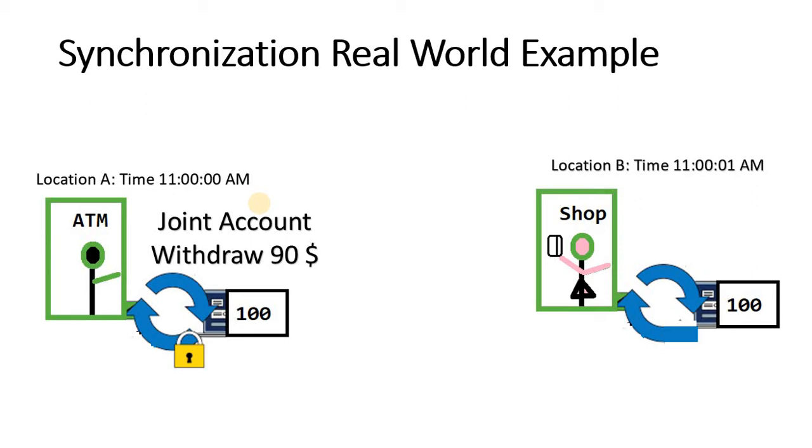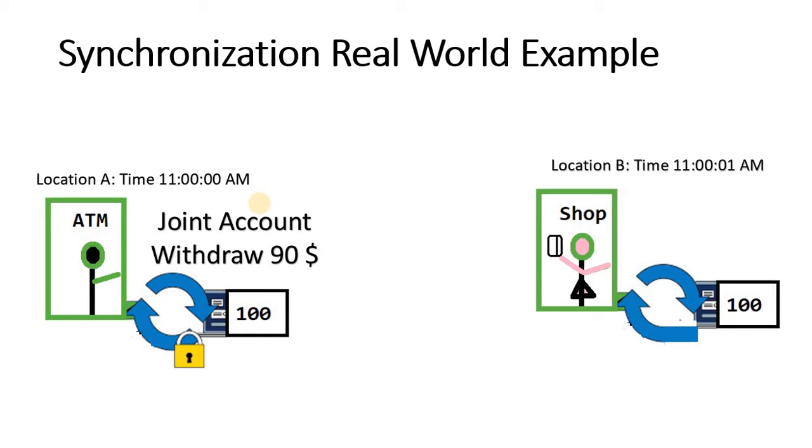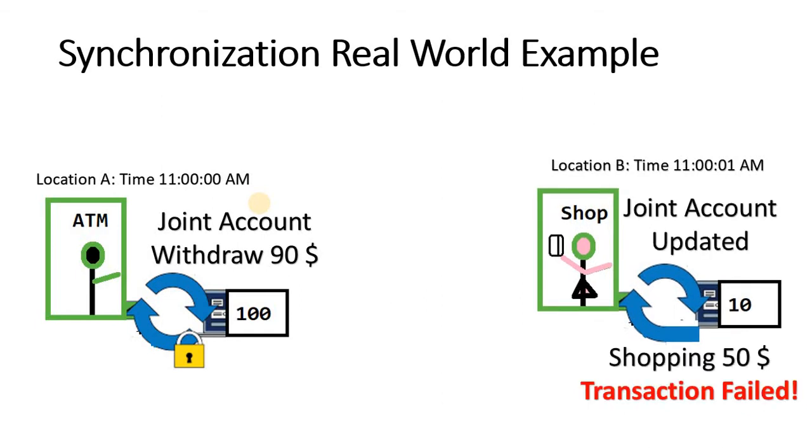And looking at the other end, his wife has finished shopping and she is paying now at 11:00:01. But the person using the ATM machine has locked the joint account at 11:00:00. So basically his wife is in a waiting state, and see what happened in a second. Oh, the transaction has failed. Before, there was €100 in the account.